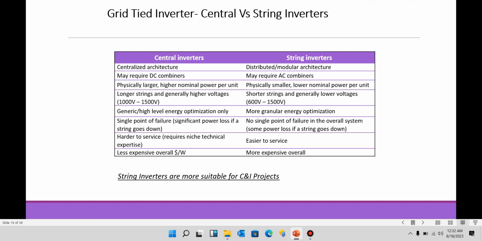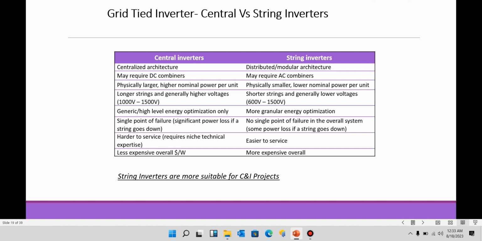The central inverter is physically larger with higher nominal power per unit, whereas the string inverter is smaller in size and has a lower nominal power per unit. The central inverter has longer strings and generally higher voltages, from 1000 to 1500 volt, whereas the string inverter is generally lower in voltage, from 600 to 1500 volt. There is generic, high-level energy optimization in the central inverter, whereas there is more granular energy optimization in the string inverter.